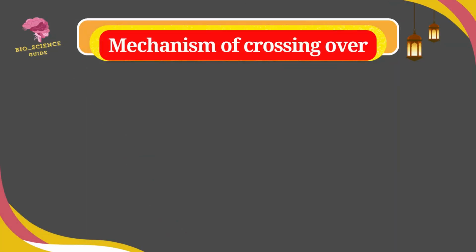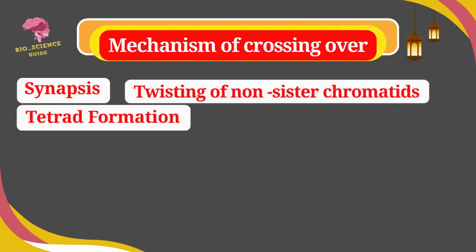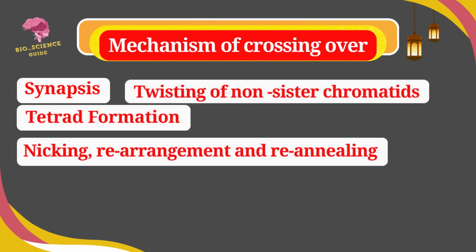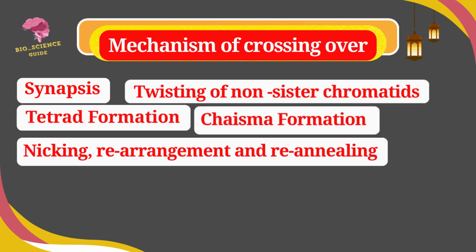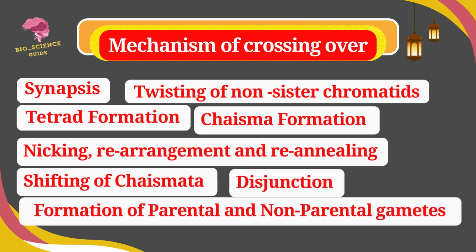Mechanism of crossing over. The process of crossing over occurs in the following steps: synapsis, tetrad formation, twisting of non-sister chromatids, nicking, rearrangement and re-annealing, chiasma formation, shifting of chiasmata, disjunction, and formation of parental and non-parental gametes.